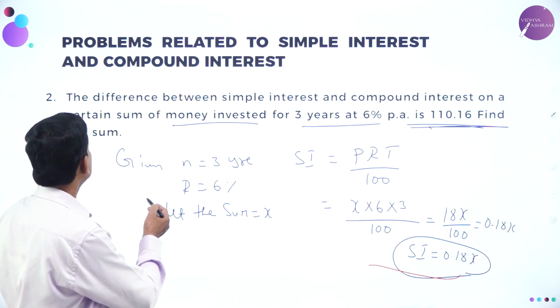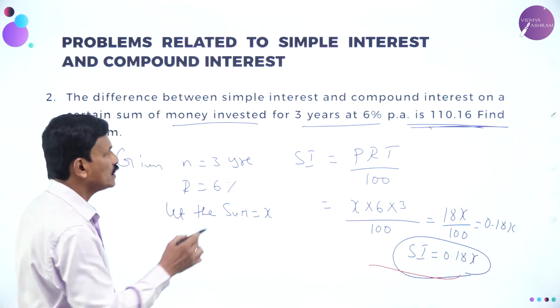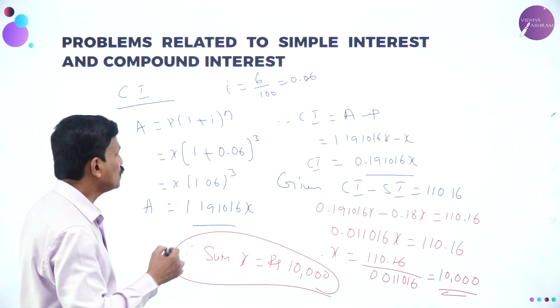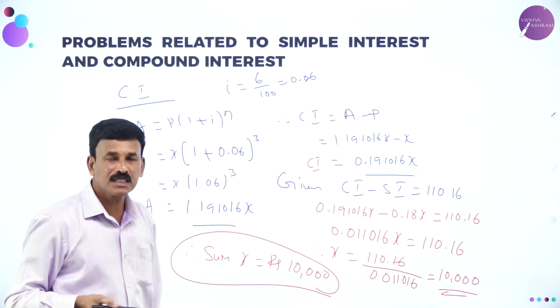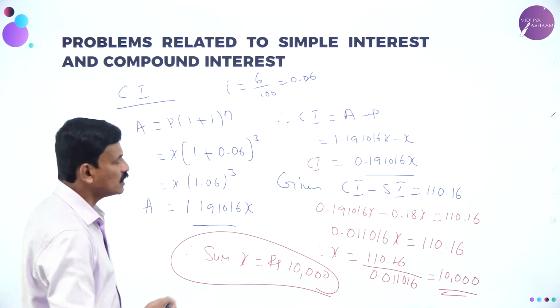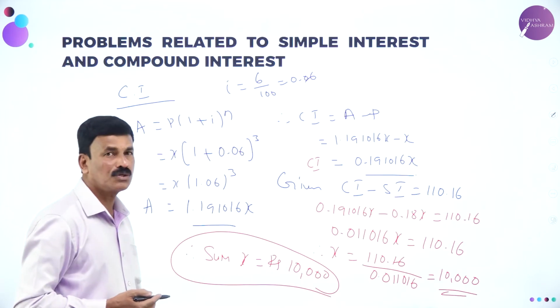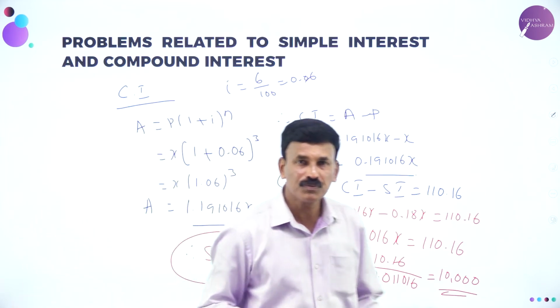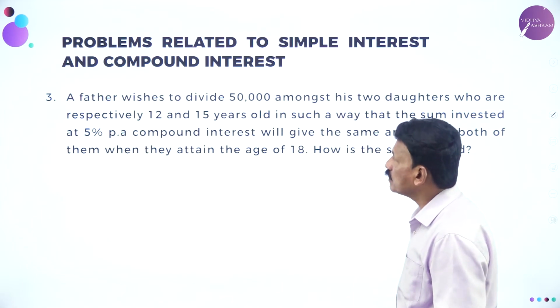That's it. The sum is equal to rupees 10,000 in this case. That means if the difference between the simple interest and the compound interest is 110.16, then the amount x is equal to 10,000. That's it. Hope you followed. Now move on to the next problem.